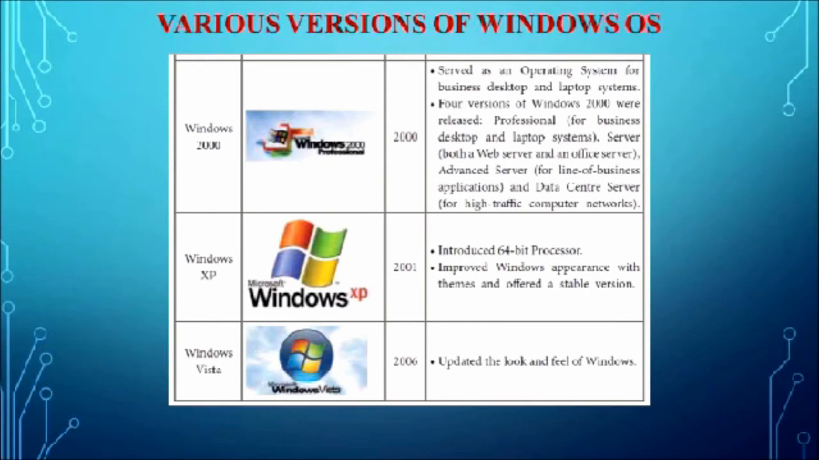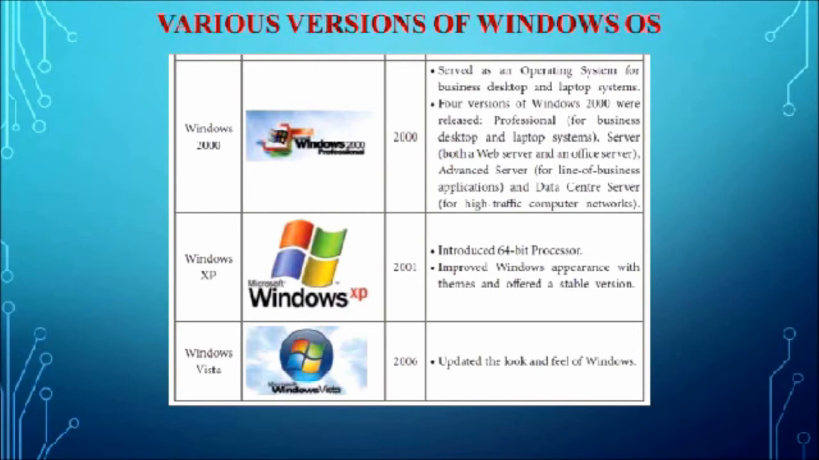The next version is Windows 2000. It was introduced in the year 2000. This operating system is specially designed for desktop as well as laptop computers. The specific feature of this operating system is that it served as an operating system for business desktop and laptop systems.